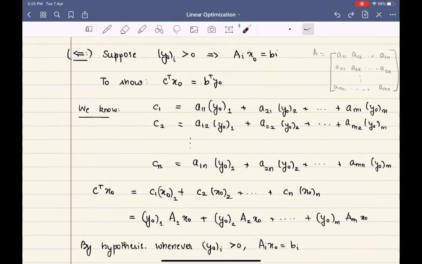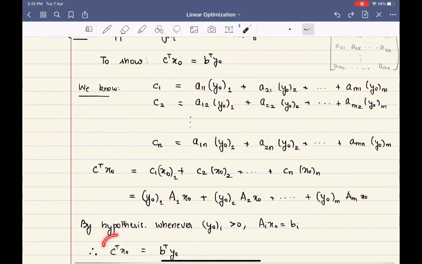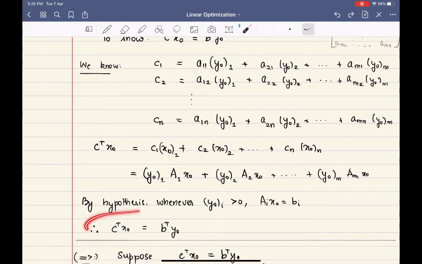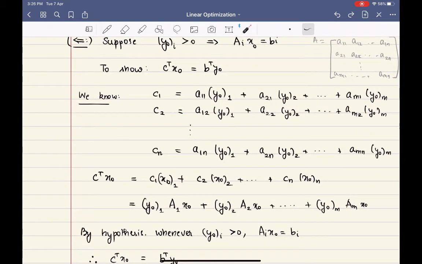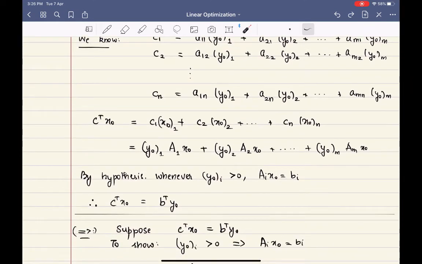Okay, and therefore we get this thing. C transpose x0 is just y01 b1 plus y02 b2 plus y0m bm. Okay, so this shows this direction. Now we want to show the reverse direction, that is, if this is true, then this is true. So suppose C transpose x0 equals B transpose y0 for x0 and y0, we want to show this complementary slackness.